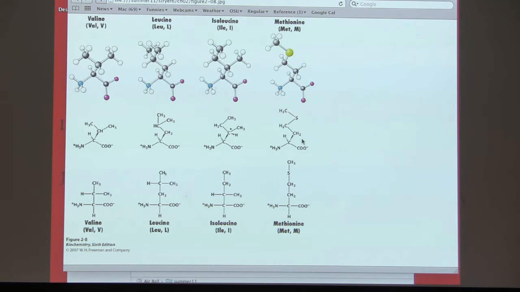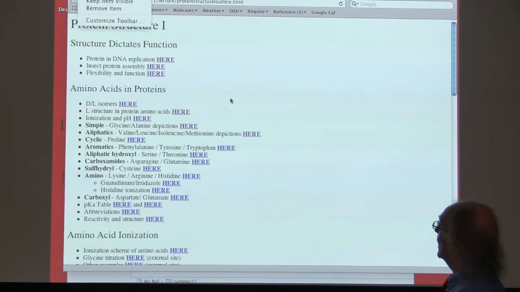All right. Now, the next group. The next group is a single amino acid.